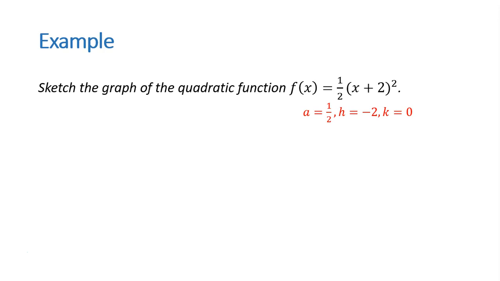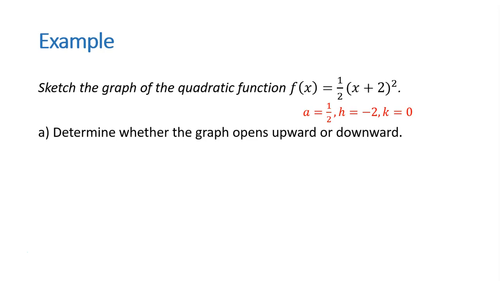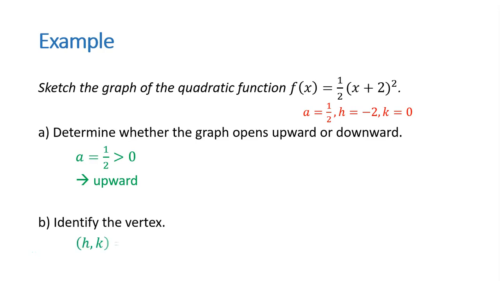So let's find all the other components we found for the previous graph just with this new function. So is the graph going to open upward or downward? Well, we base that on the value for a. So a is 1/2, which is greater than 0. If a is greater than 0, that means our graph is going to open upward. So our tails are going to be pointing upward once we generate our parabola. What about our vertex? Vertex is always (h, k). So in this case, that's going to be the point (-2, 0).